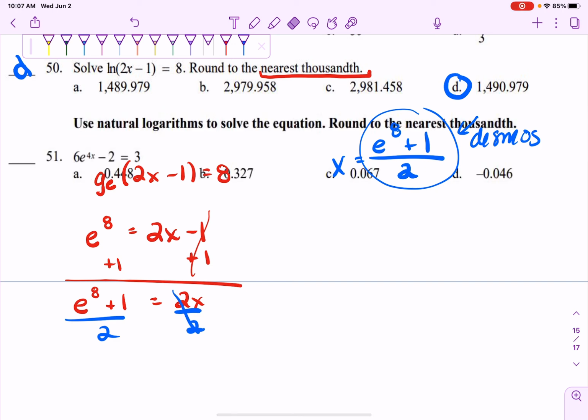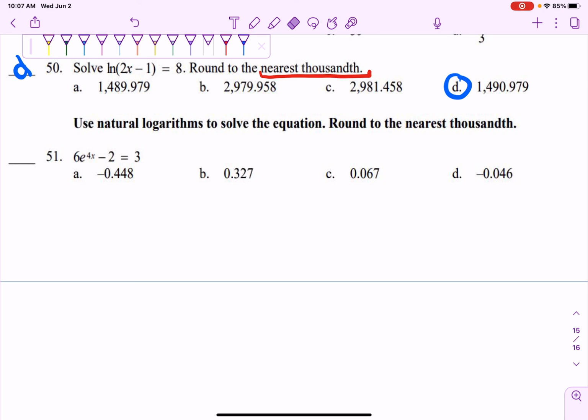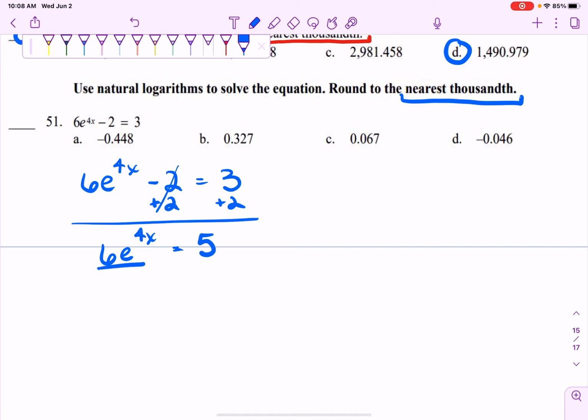Okay. Last one. I'm sure you're as excited as I am. Okay, the next one says use natural logs to solve the equation and round to the nearest 10th when you're done. So first of all, to be able to do this, I really want to get the e alone before I can actually use the natural log. So let's work to get e alone. So I'm going to add 2. Then I'm going to divide by 6.